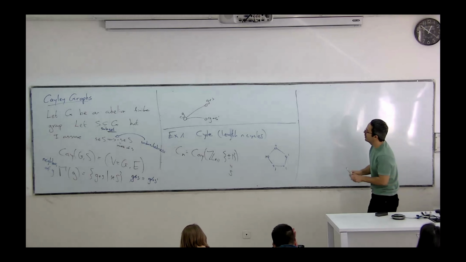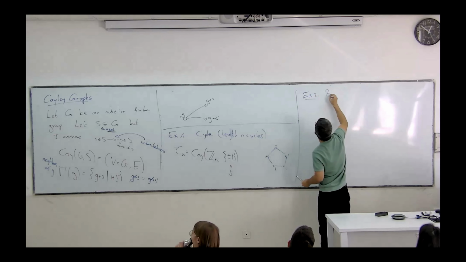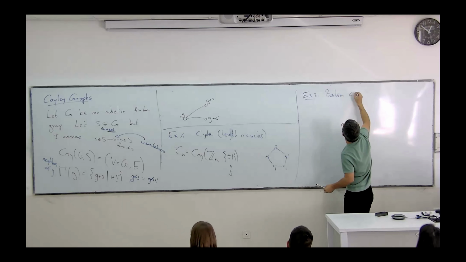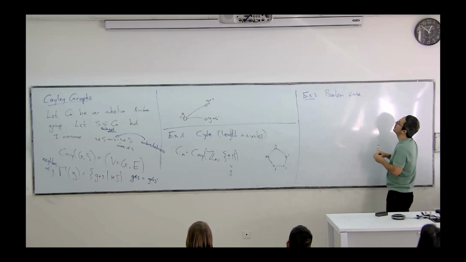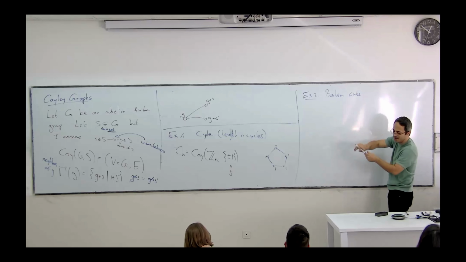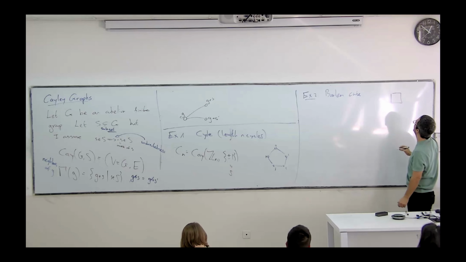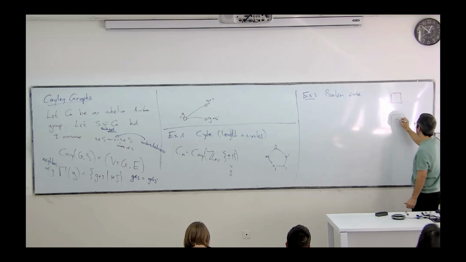Okay, so the second example is the Boolean cube. That's just the graph, before Cayley graph, that looks like that. So this is the 2-dimensional Boolean cube. This is the 3-dimensional Boolean cube.